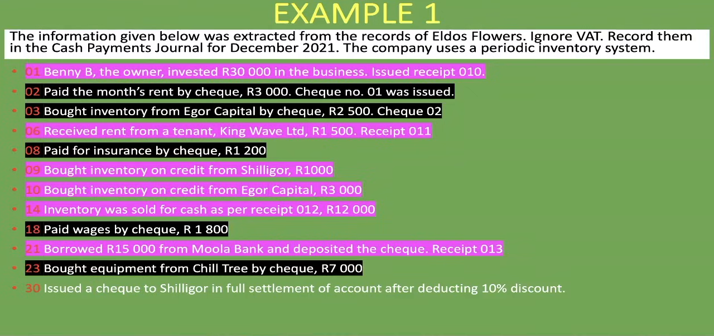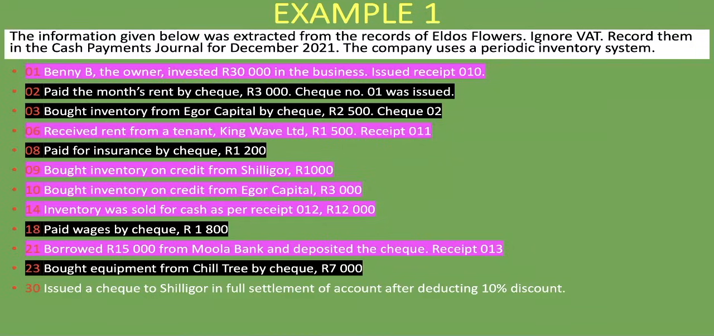On the 30th, issued a check to Shiligo in full settlement of account after deducting 10% discount. This is very important to pay attention to the details that you're given. You issued a check to Shiligo. Now you're asking yourself, who is Shiligo? Well, usually you would look back through the transactions and see if you can pick up the name Shiligo, because we did not just issue a check to them, we issued a check in full settlement, meaning whatever we bought from them on credit, we are paying it in full. But it's after deducting a 10% discount, meaning they did give us a 10% discount.